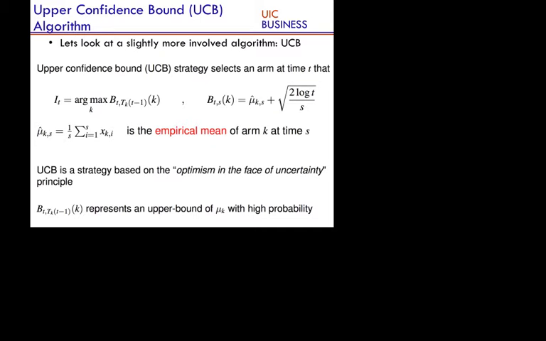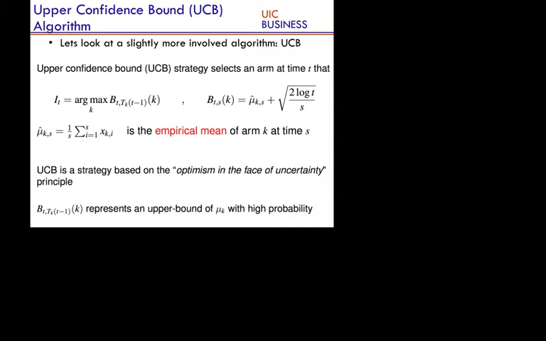This is a strategy people call optimism in the face of uncertainty. All it means is that it's the same issue as before, right? I don't know the mean. I don't know the distributions of the arms, so that's why I don't know which arm is the best. And I'm trying out different arms, right?